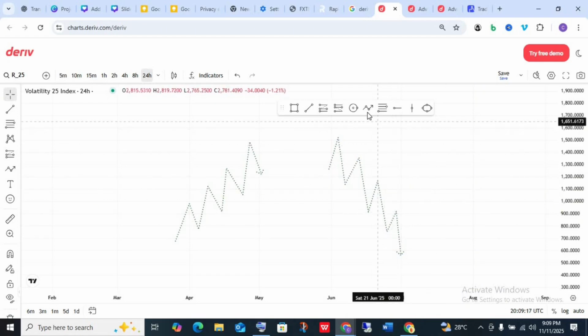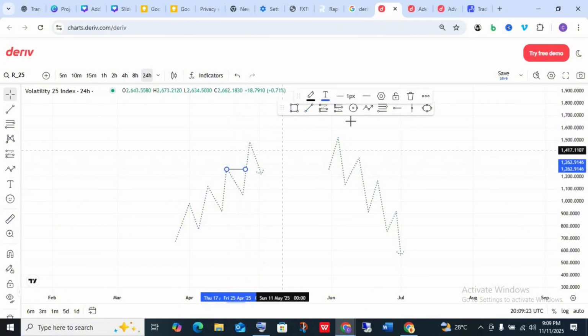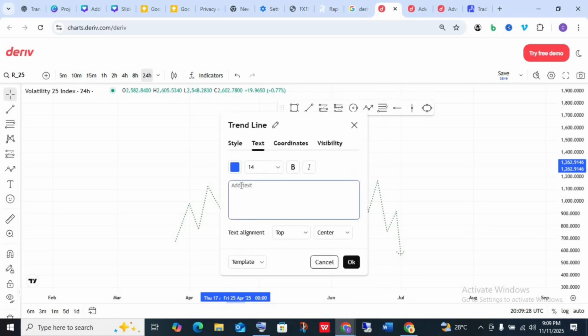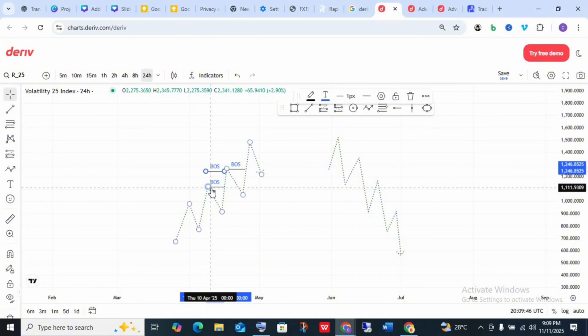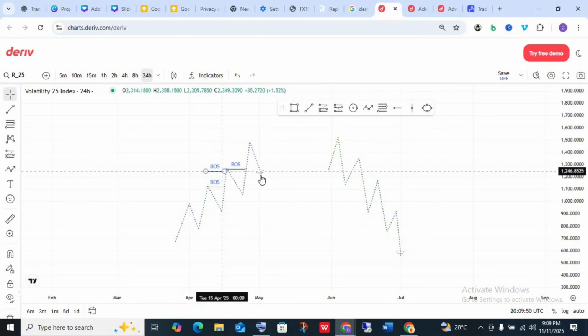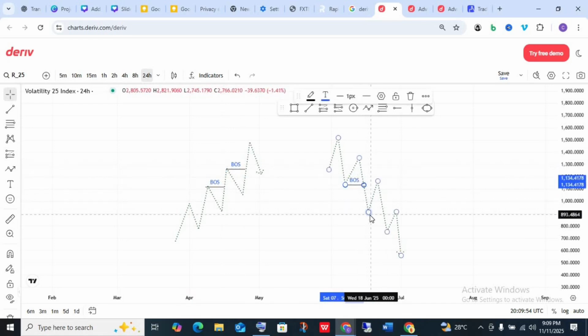Now, if you look at this closely, you see that at a certain point, price took out this high. All right, price took out this high, and that point is what we call a break of structure. Break of structure. Yes. Now the same thing happened here. Same thing also happened here as well. Same thing happened here downwards.